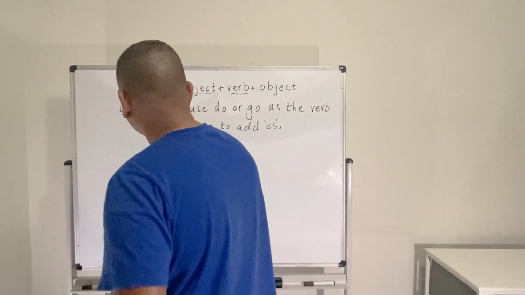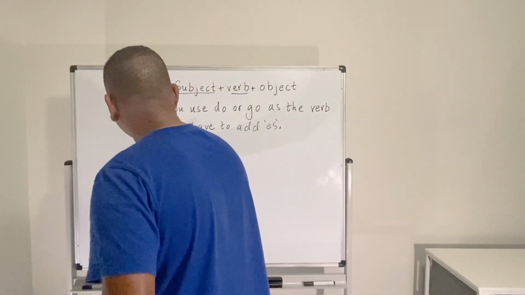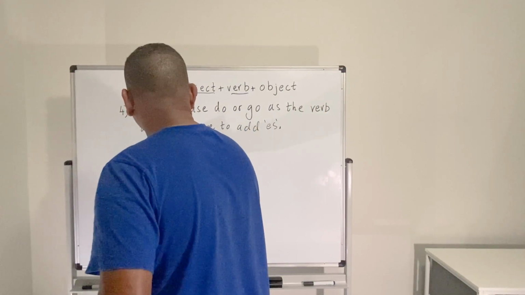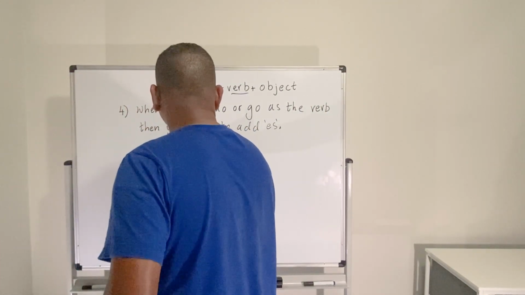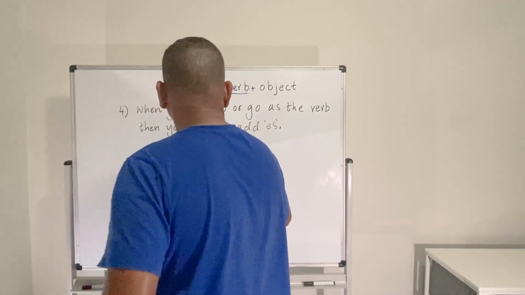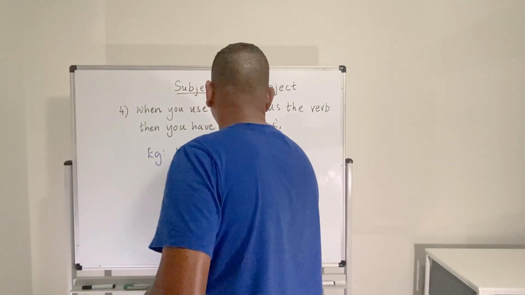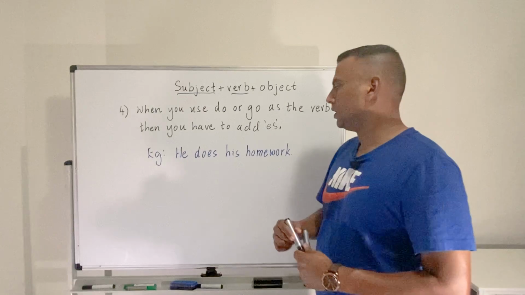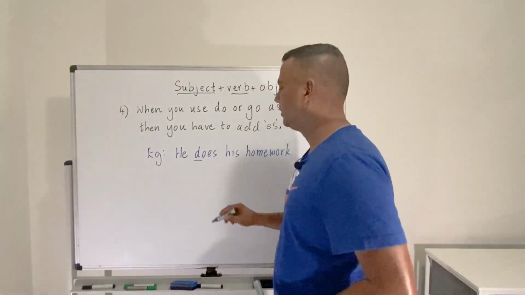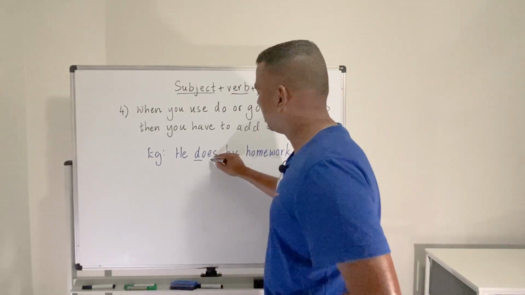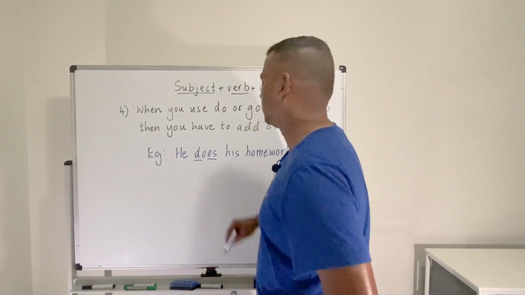So as an example you can say he does his homework. Okay, so do is the verb and you have modified do by adding es.